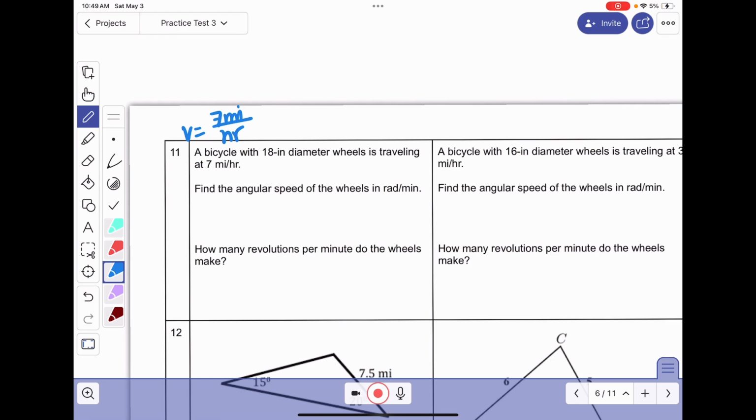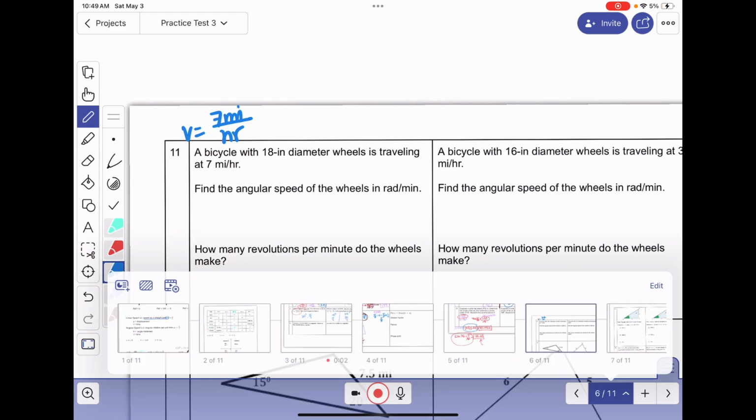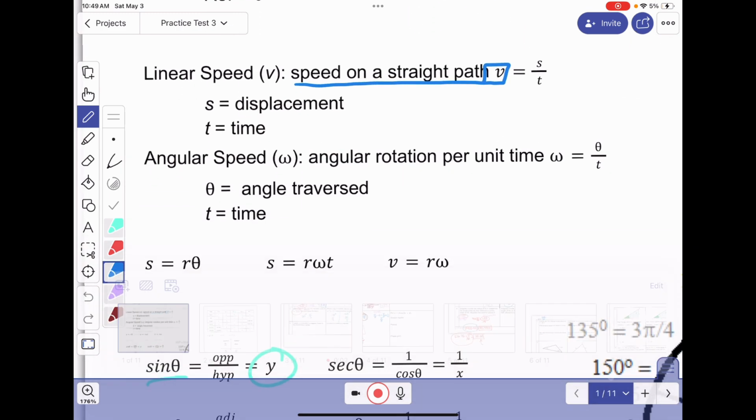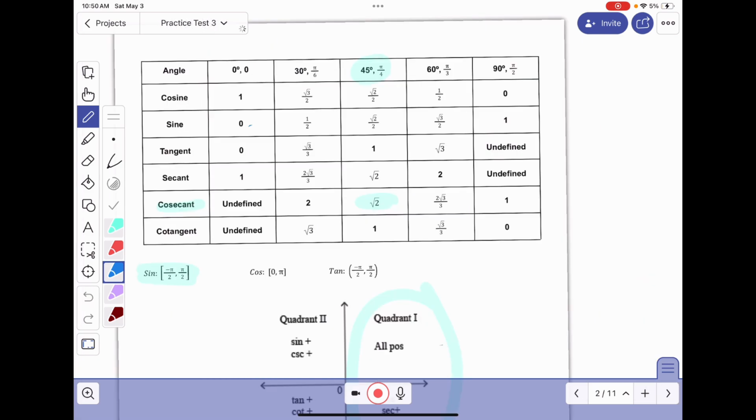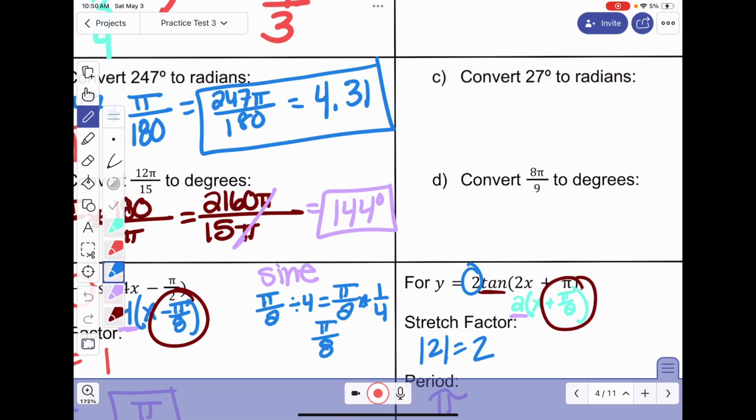Angular speed would then be the W. And so we can get that with r theta, but we don't know an angle, so that's not helpful. We can get it with arc length and t. We don't have either of those information, so that's not helpful. So I'm going to bring this equation, V equals RW, and we'll use that when we get there.